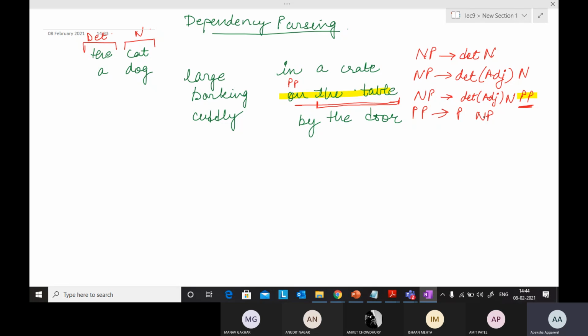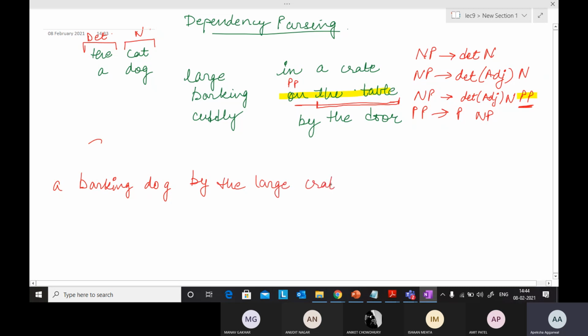Similarly, you can see this is a recurrence again from noun phrase. It can generate a longer sequence. It will come over here and say, okay, the table, the large table, the green table, the red table, and then the red table with something. So even a larger sentence. For example, the sentence can be the cat, or we can say a barking dog by the large crate on the table. So this is an even larger sentence, right?